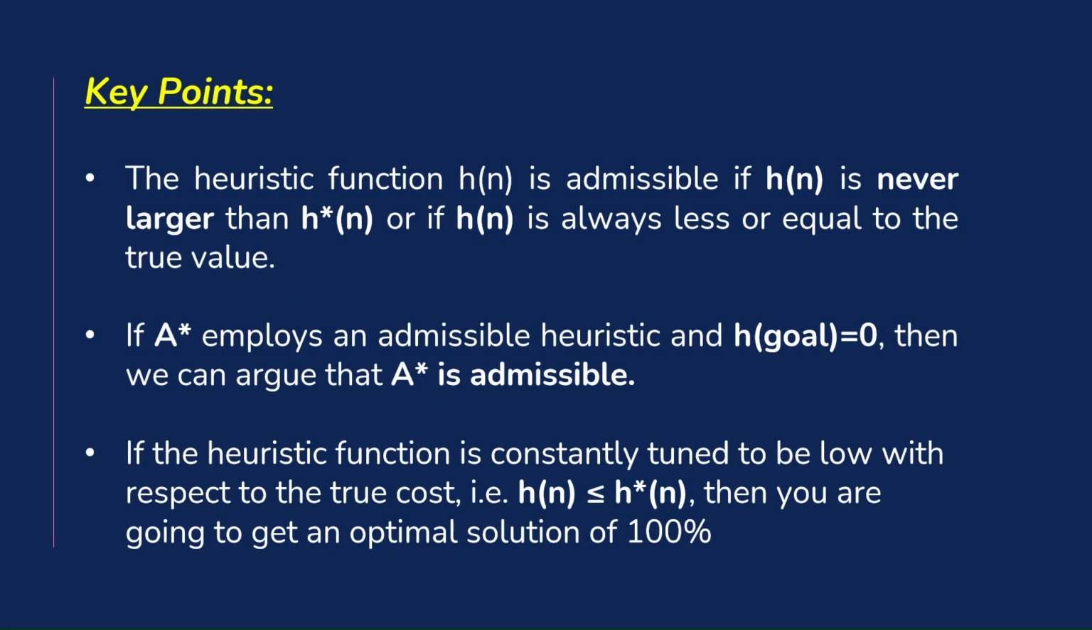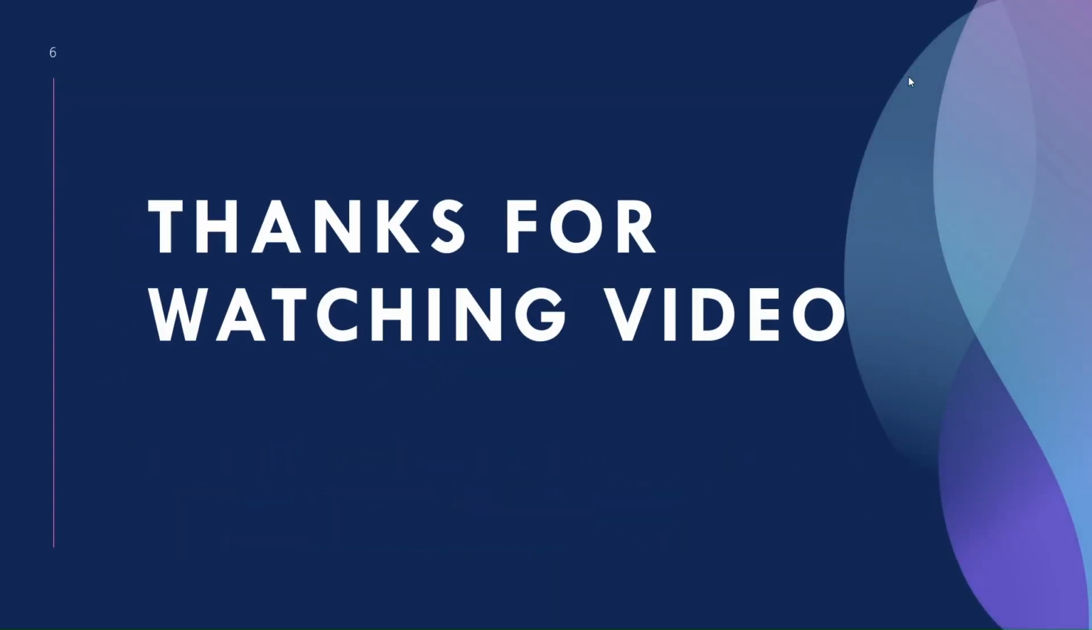At last, we see some key points. The heuristic function h of n is admissible if h of n is never larger than h star of n, or if h of n is always less than or equal to the true value. If A-star employs an admissible heuristic and h of the goal is equal to 0, then we can argue that A-star is admissible. If the heuristic function is constantly too low with respect to the true cost, then you are going to get an optimal solution 100% of the time. I hope that you understand this topic. Thanks for watching this video.